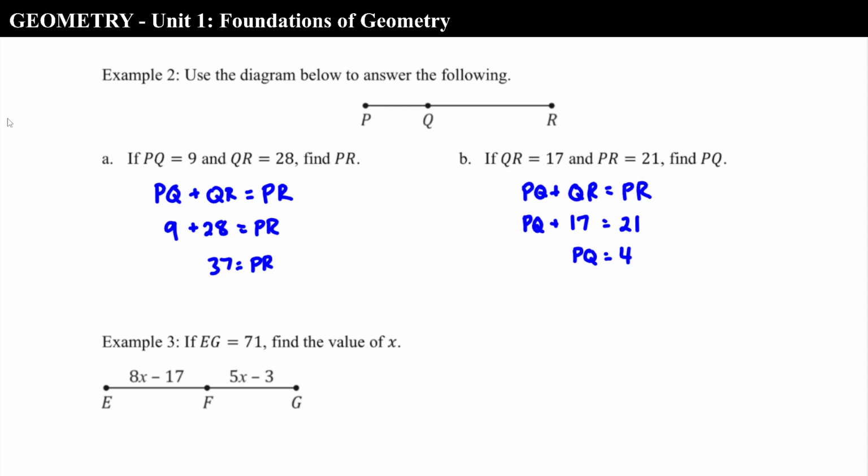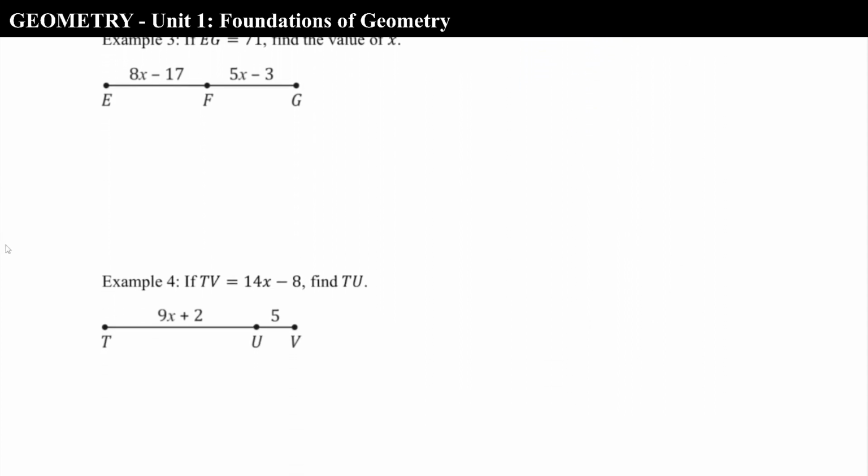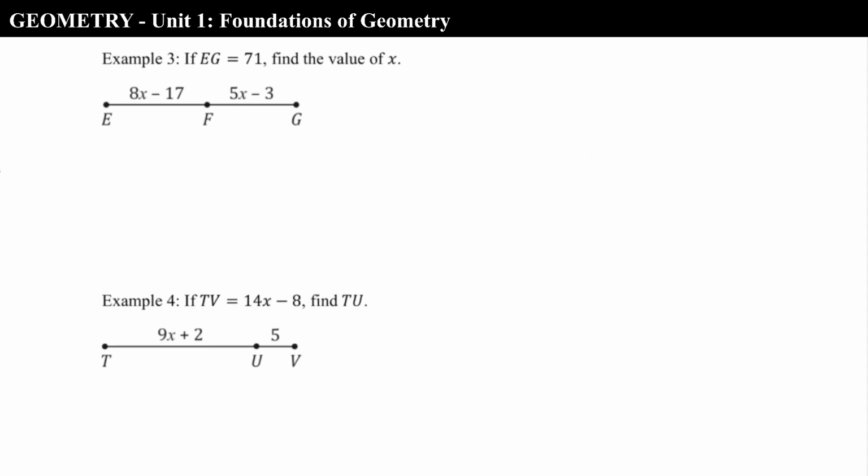Okay, let's try example 3. So if EG equals 71, we're going to find the value of x. So we're throwing a little algebra back into the mix here. Well, we know the segment addition postulate tells us EF plus FG equals EG. Okay, that we know. This segment plus this segment gives us the length of the whole thing. So let's use that to find x.